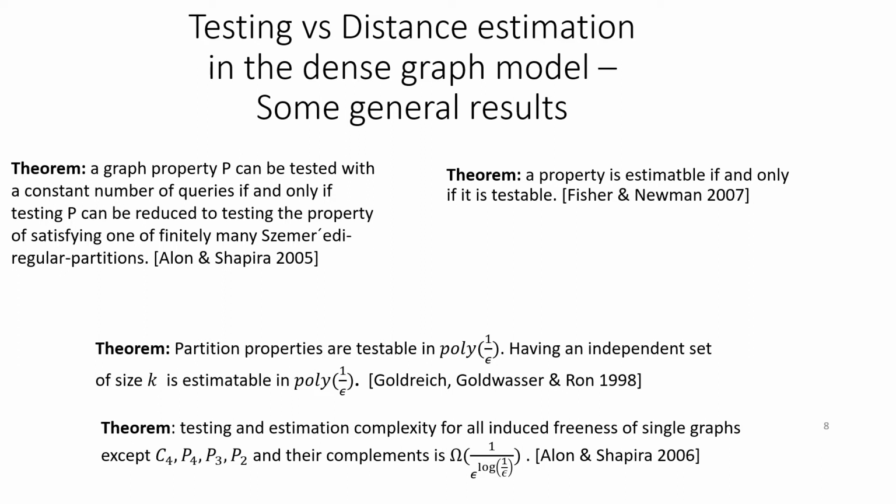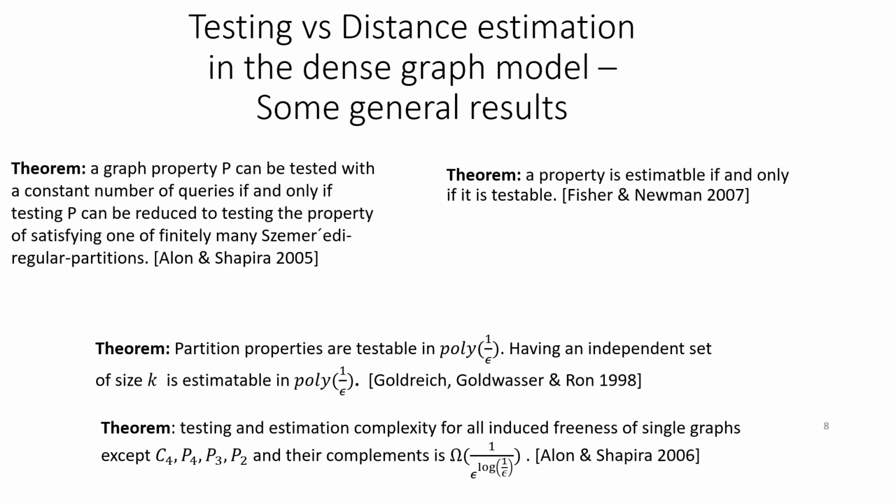Alon and Shapira show a lower bound for induced H-freeness for any H other than a cycle of size 4, a path with 4 vertices, a path with 3 vertices, and a single edge, or a path of size 2, or the complement of one of these. The lower bound they show is that of inverse epsilon to the power of log of inverse epsilon.